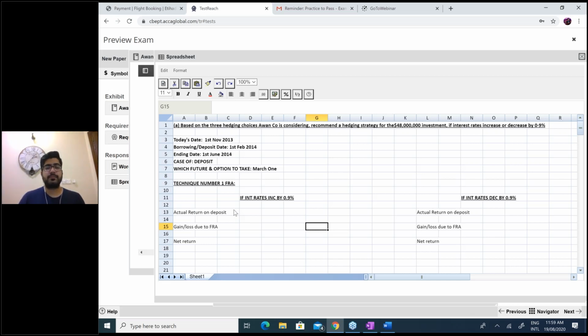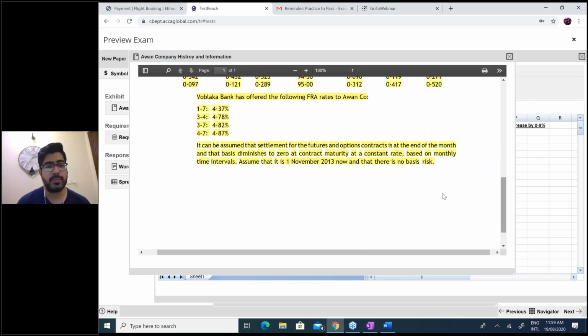For how long? What is the ending date? 1st June. You plan to borrow or deposit on 1st Feb till 1st June. So 1st Feb to 1st March, 1 month. 1st March to 1st April, 2 months. 1st April to 1st May, 3 months. And 1st May to 1st June, 4 months. So you plan to borrow after 3 months, and till 4 months. So the relevant FRA for you would be 3-7.